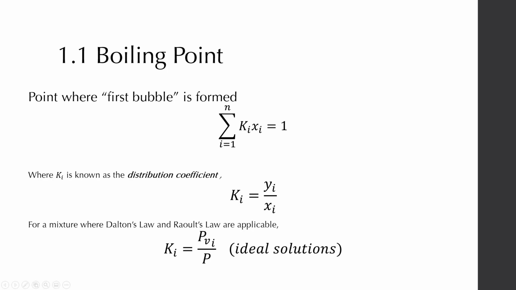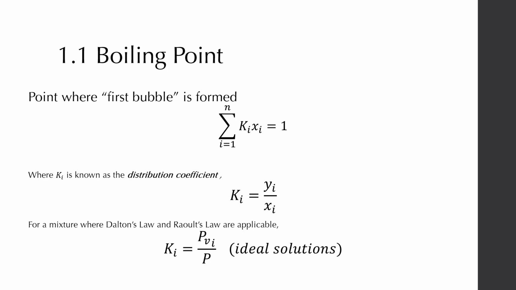So this is the equation for calculating the bubble point. The condition must be set such that the sum of Ki times Xi should be equal to 1. So what is Ki? Ki is known as the distribution coefficient, which is defined as the ratio of the mole fraction of the vapor phase Yi to the mole fraction in the liquid phase, which is Xi, at equilibrium.